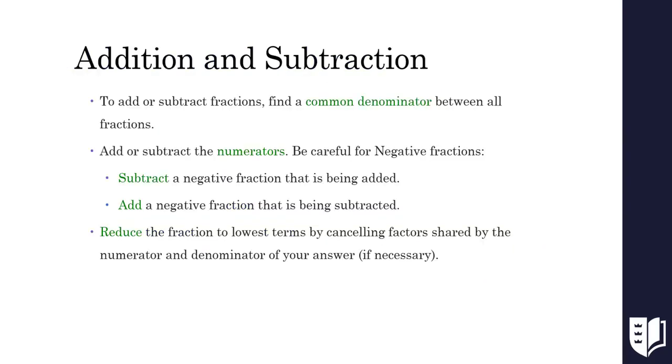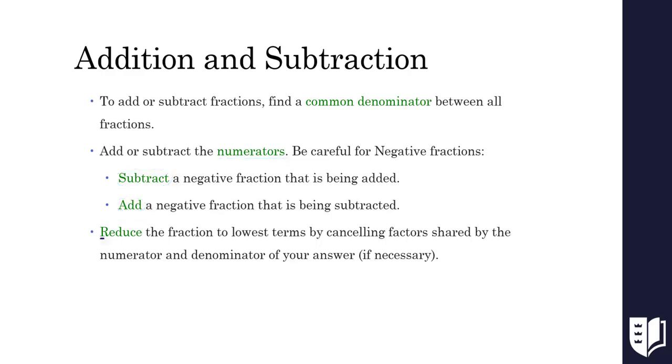Now let's discuss addition and subtraction of fractions. To add or subtract fractions, first find a common denominator between all fractions. Once we have the common denominator, we must add or subtract the numerators. Be careful for negative fractions though. To subtract the negative fraction, we need to add the positive version of that fraction. And to add a negative fraction, we need to subtract the positive version of that fraction.